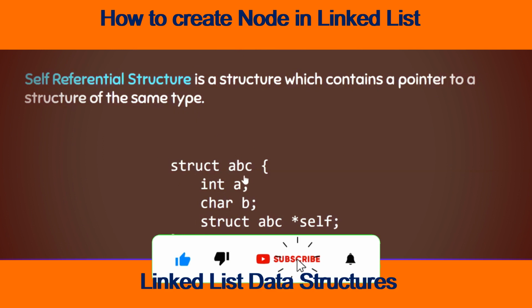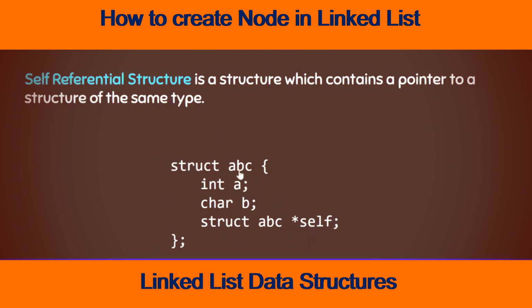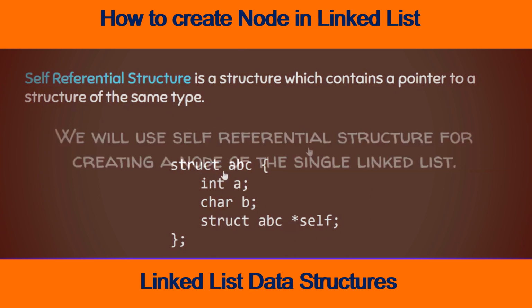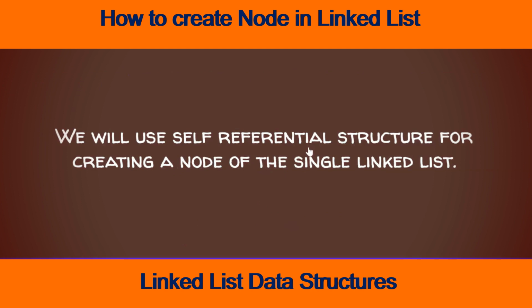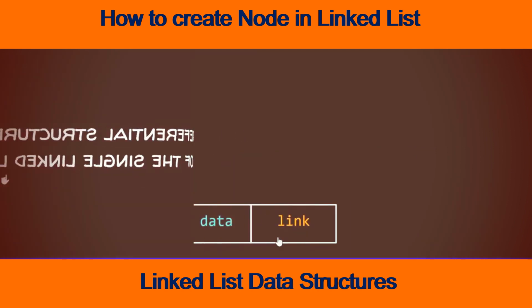I'm considering here the struct ABC as a structure which contains a pointer to the struct ABC only. That is why it is called self-referential structure. It is referring to itself. So I'm repeating the definition again, that self-referential structure is a structure which contains a pointer. This is the pointer which is pointing to the structure of the same type. We will use this self-referential structure for creating a node of the single linked list. So let's see how to create a node using self-referential structure.